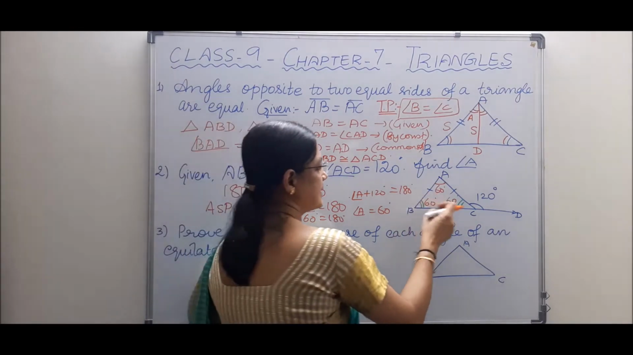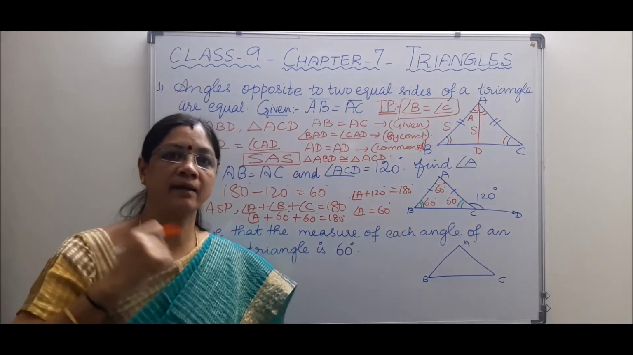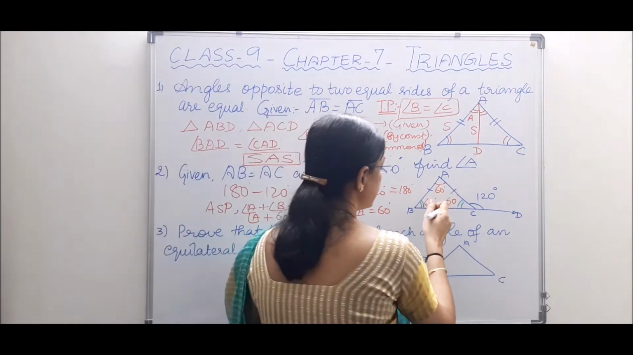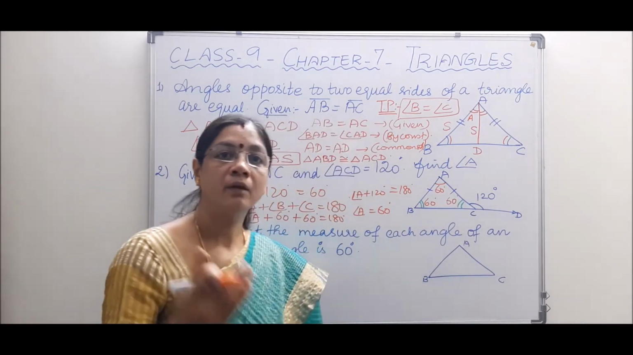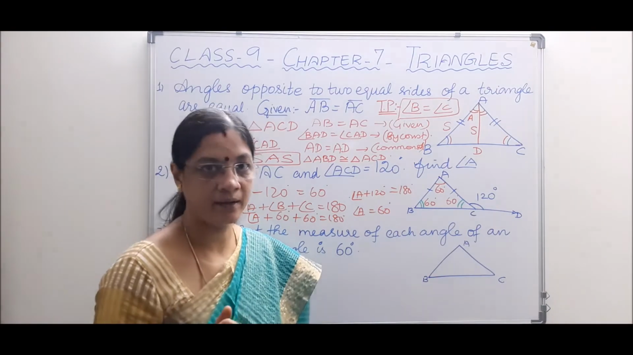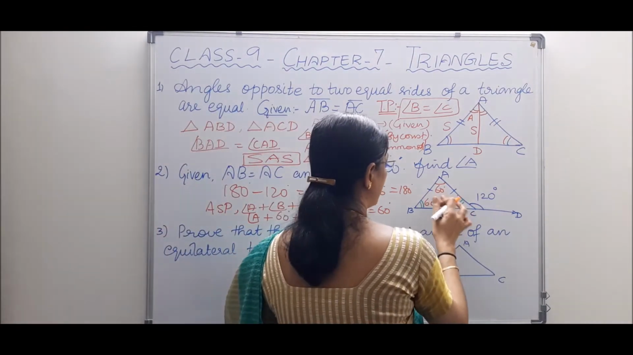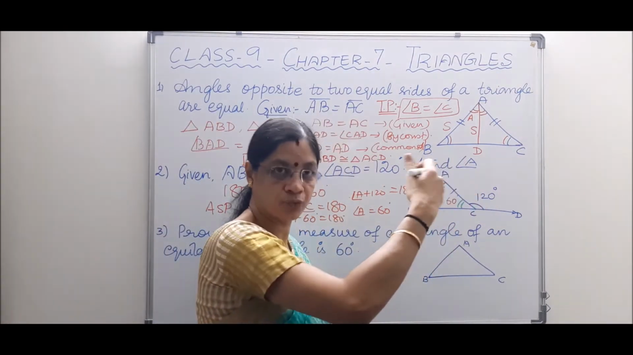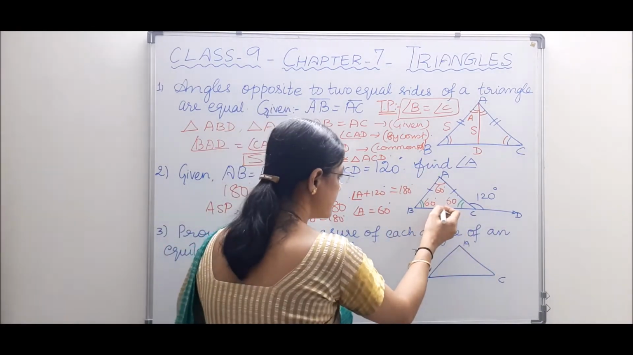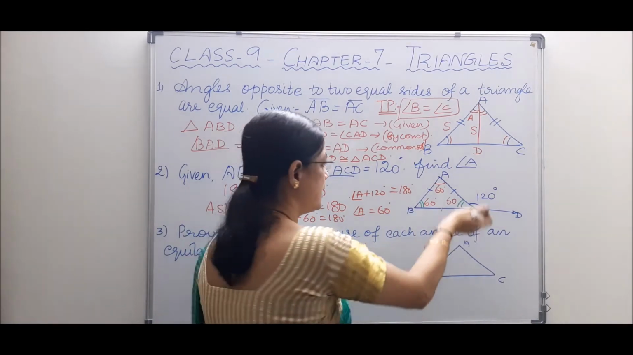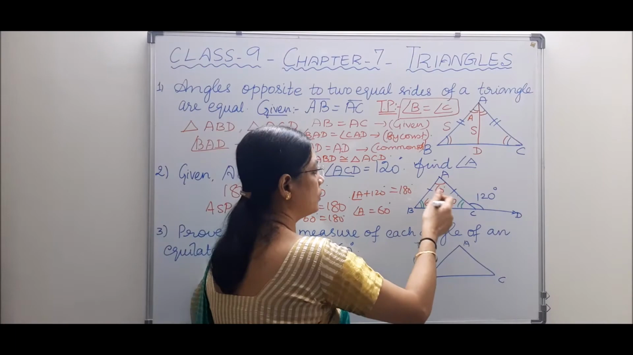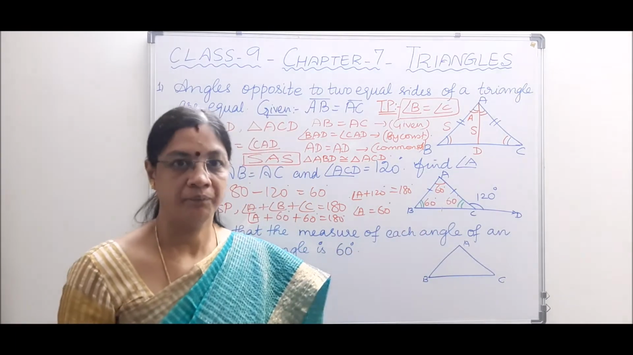So 60, 60, 60. Now can you say another thing about this triangle? See, this triangle has all the angles equal. If all the angles are equal, it is an equilateral triangle, isn't it? So in an equilateral triangle, not only are those two sides equal as given, this side is also equal. So all the three sides of this triangle are equal, because all the angles are equal here, isn't it?